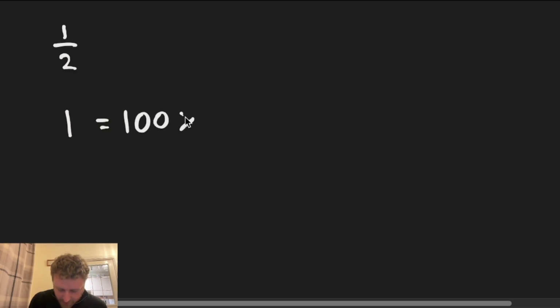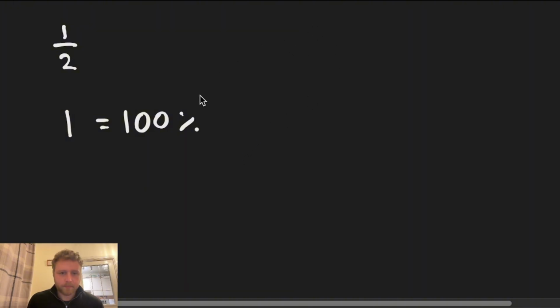So the next thing we're going to look at is percentages. So we know how to put fractions into decimals. How do we put fractions into percentages? So let's go back to our 1 over 2. So there's our 1 over 2. And what we know from a percentage point of view is that 1 is equal to 100%. Don't forget the percent sign.